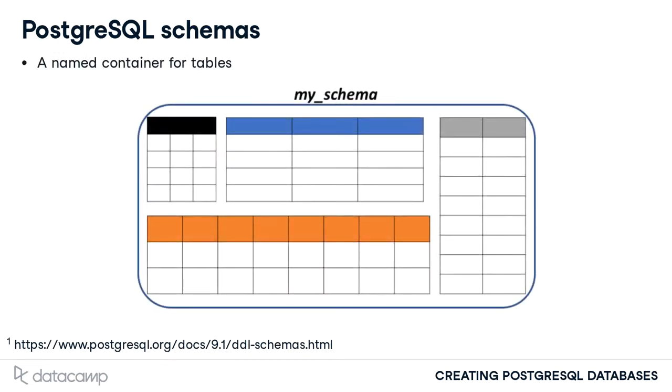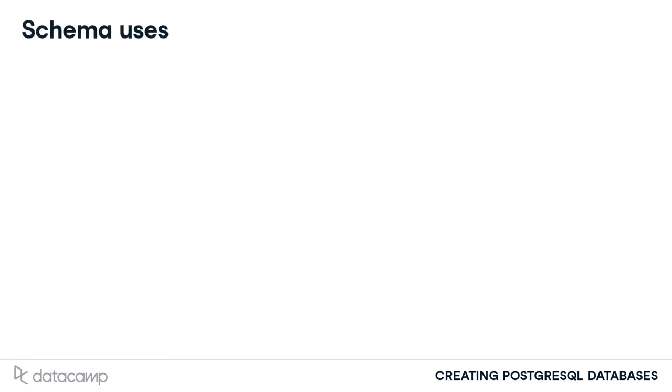In fact, schemas can also contain other database objects, including data types and functions. Such uses of schemas will not be covered in this course. Schemas have a number of use cases. A primary use case is providing a way for a database with multiple users to grant each user her own set of tables to use and manipulate without interfering with the data of other users.